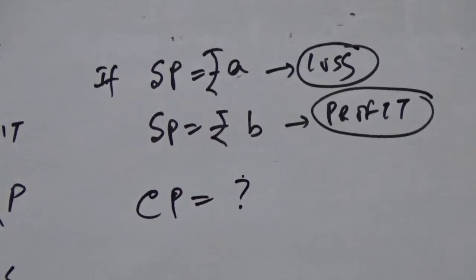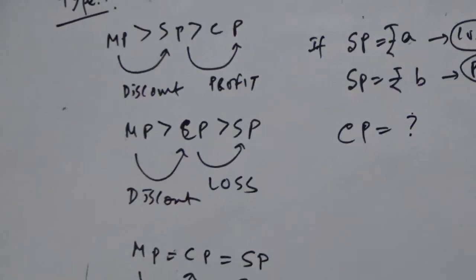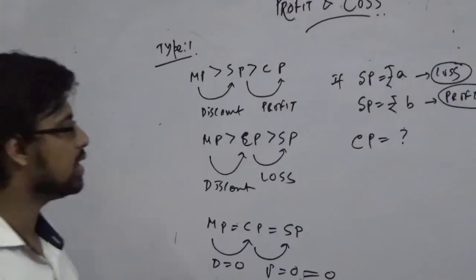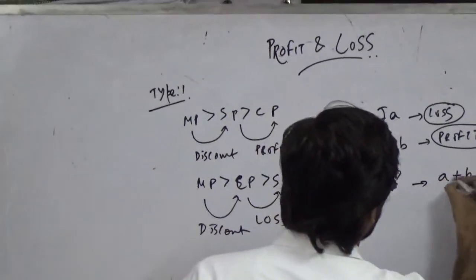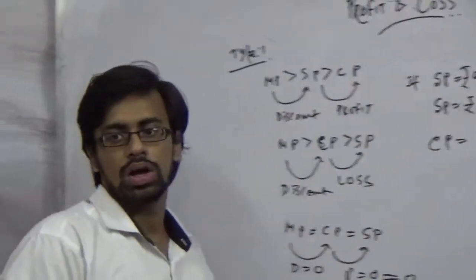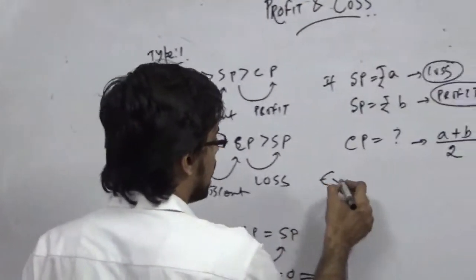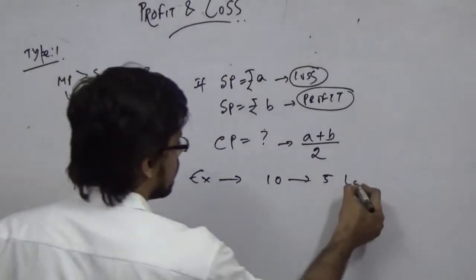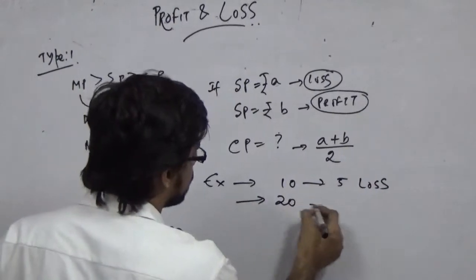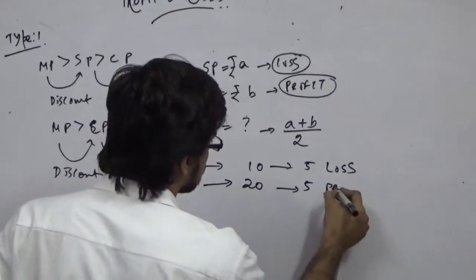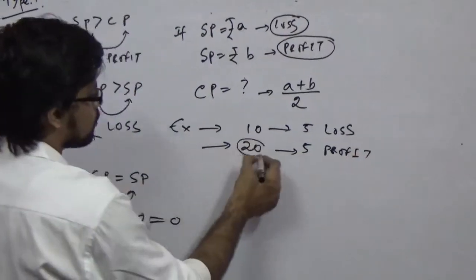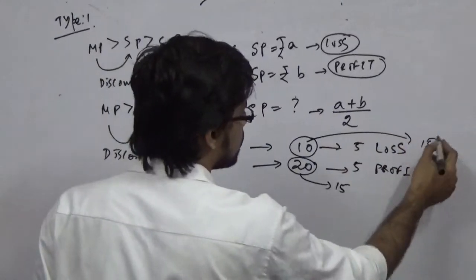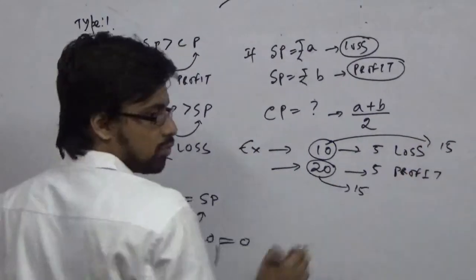So if I sell it at 10 rupees, I make some kind of a loss, and if I sell it at 20 rupees, I make a profit. So how to find that? It is very easy. It is simply A plus B by 2. How? I am giving you a real life example. I sell a product at 10 rupees and make 5 rupees of loss. And then I sell the product at 20 rupees, then I make a profit of 5 rupees. If I make a profit of 5 rupees, obviously the CP would have been 15. And if the loss is 5, then obviously CP would have been 15. So in both cases, you get 15 as an answer.